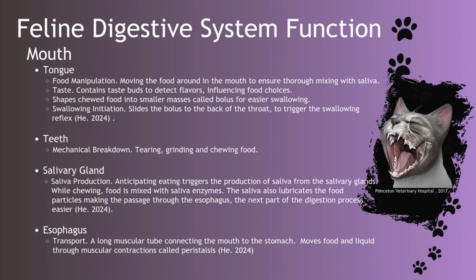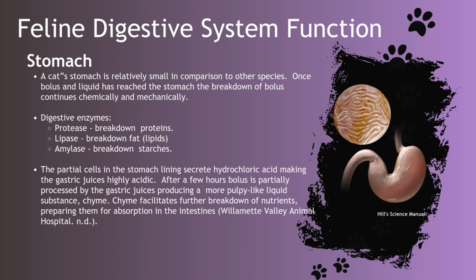The teeth mechanically break down, tearing, grinding, and chewing food. Salivary glands, saliva production: anticipating eating triggers the production of saliva from salivary glands. While chewing, food is mixed with saliva enzymes. The saliva also lubricates food particles, making the passage easier through the esophagus, which is the next part of the digestion process. The esophagus is a transportation, a long muscular tube connecting the mouth to the stomach, moving food and liquids through muscular contractions called peristalsis.